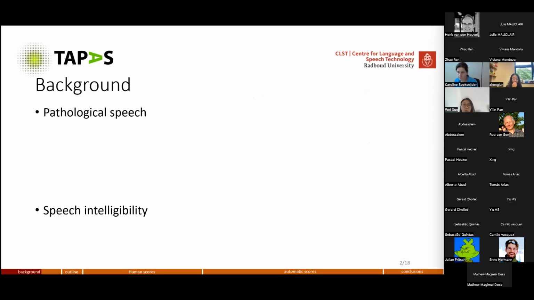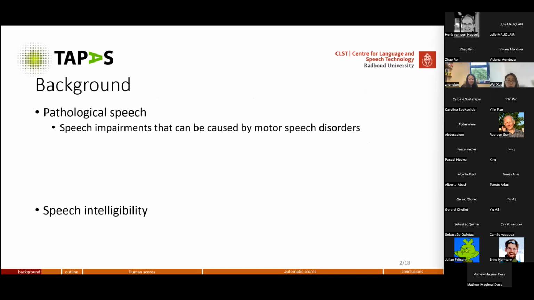So pathological speech usually refers to speech impairments that can be caused by motor speech disorders, including dysarthria. And dysarthric speech is basically one of my research objects. And dysarthria is normally caused by neurological speech disorders such as Parkinson's disease, stroke, dementia, etc.